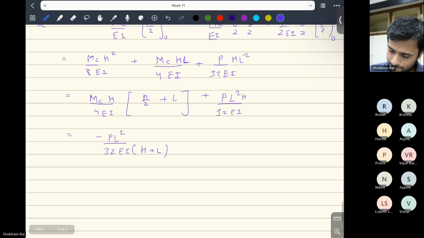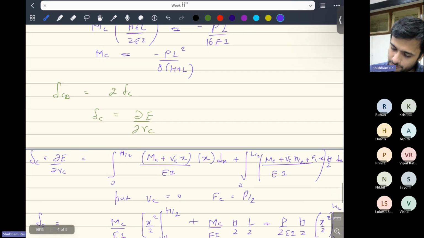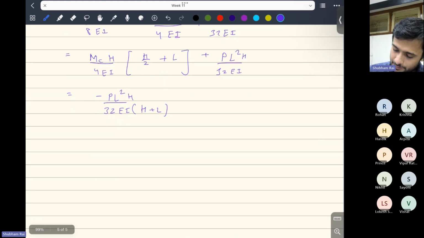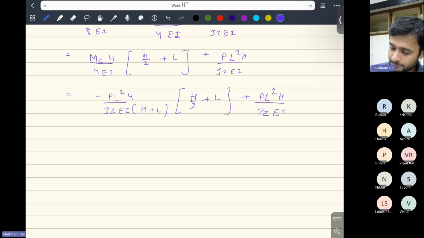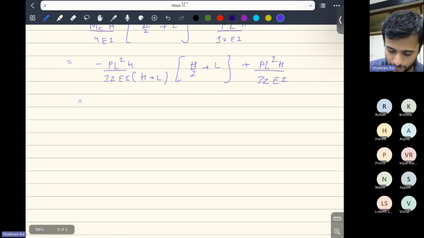Will H be there or not? Yes, H will be there because there is no H in the denominator. So this will be there, and now you have H by 2 plus L, and plus PL square H over 32 EI. Okay.